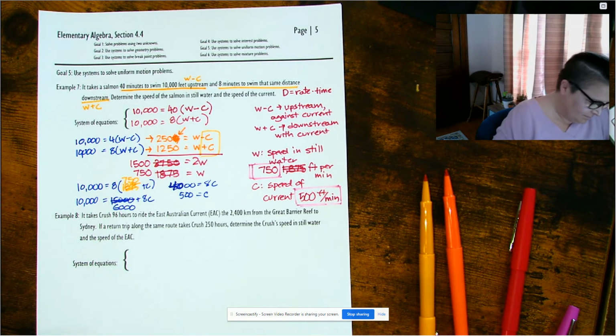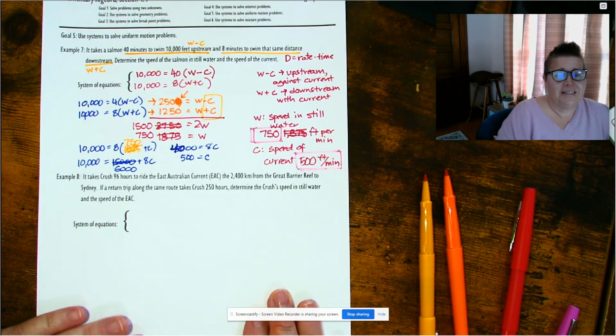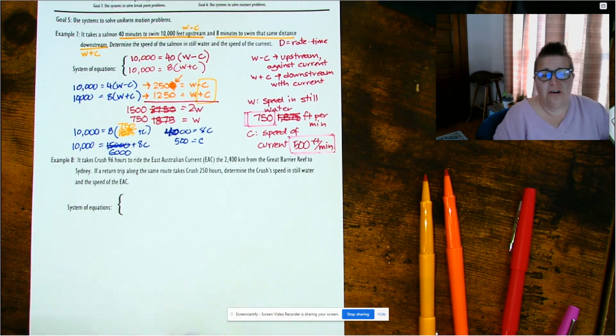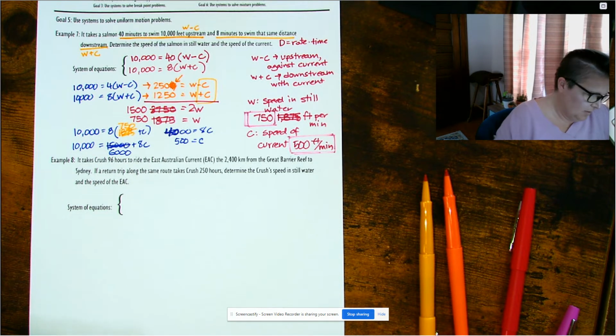Moving on. Okay, it takes Crush 96 hours to ride the East Australian Current at 2,400 kilometers from the Great Barrier Reef to Sydney. If a return trip around the same route takes Crush 250 hours, determine Crush's speed in still water and the speed of the EAC, the East Australian Current. Okay, little Finding Nemo adventure here.